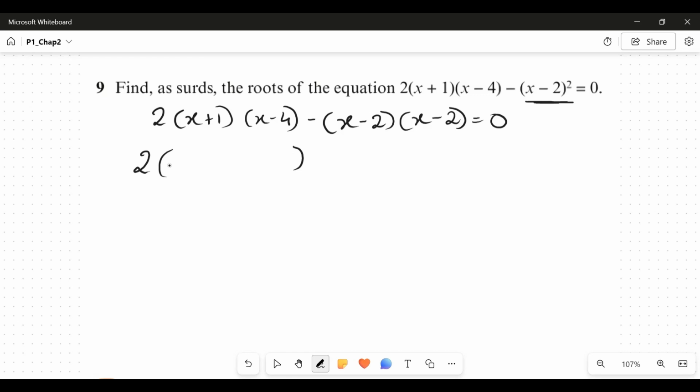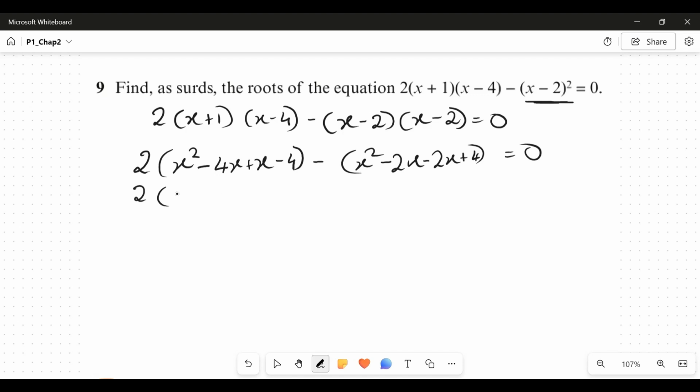So we have x squared, then we have x times minus 4, which is minus 4x, 1 times x, which is plus x, and plus 1 times minus 4, which is minus 4. On the other bracket, we have x times x, which is x squared, and then minus 2 times x, which is minus 2x, and then again x times minus 2, minus 2x, and minus 2 times minus 2, which is plus 4. And then we'll do some simplification.